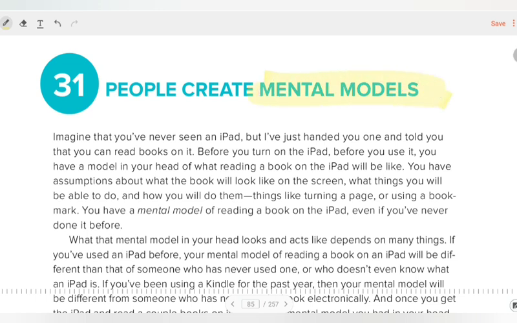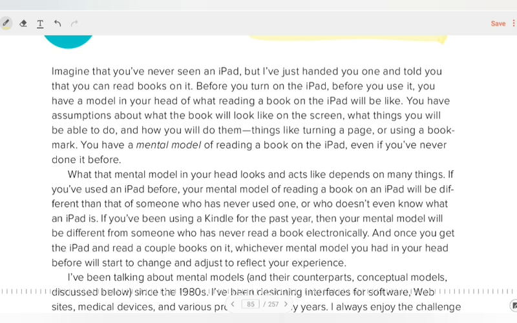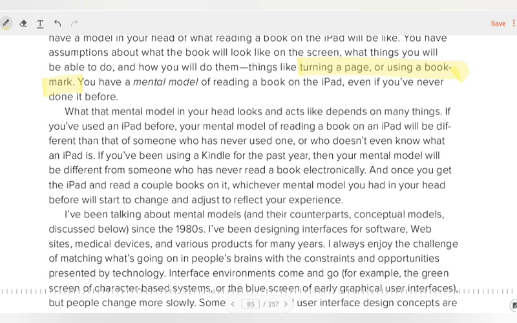Imagine that you'd never seen an iPad, but I have just handed you one and told you that you can read books on it. Before you turn on the iPad, before you see it, you have a model in your head of what reading a book on iPad will be like. You have assumptions about what the book will look like on the screen, what things you will be able to do, and how you will do them. Things like turning a page or using a bookmark. You will have a mental model of reading a book on the iPad, even if you have never done it before. What that mental model in your head looks and acts like depends on many things.